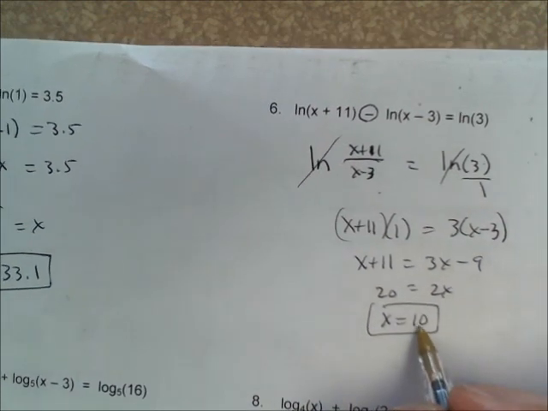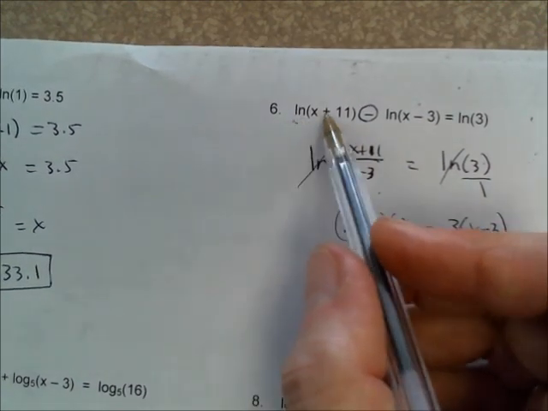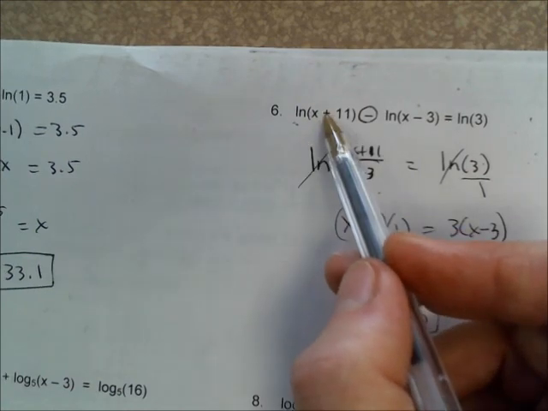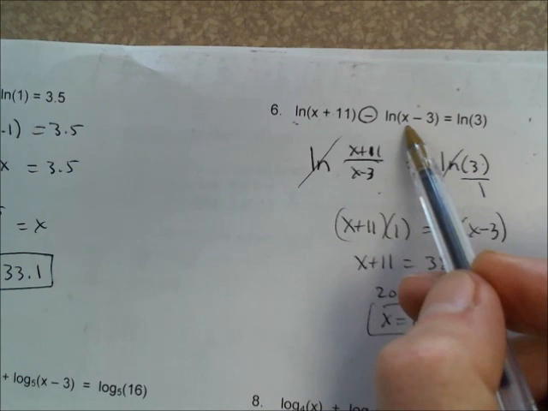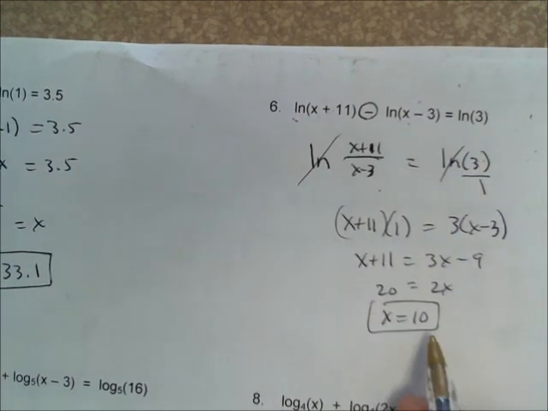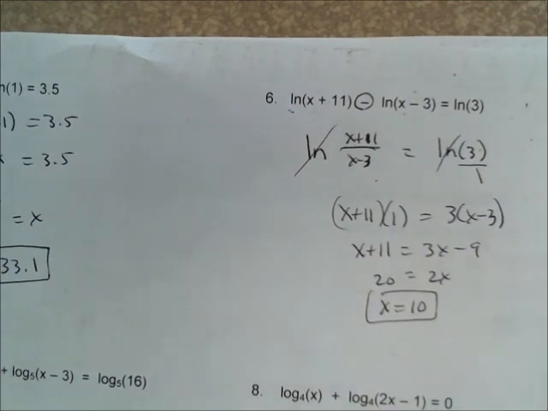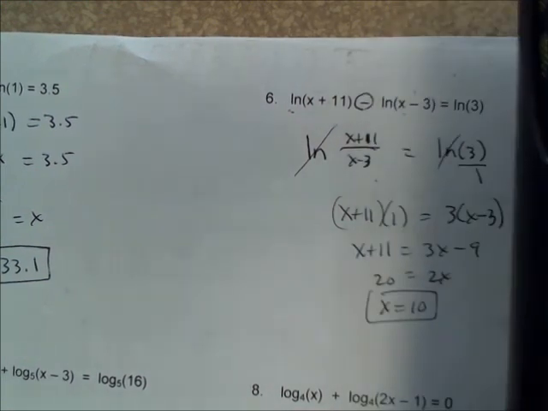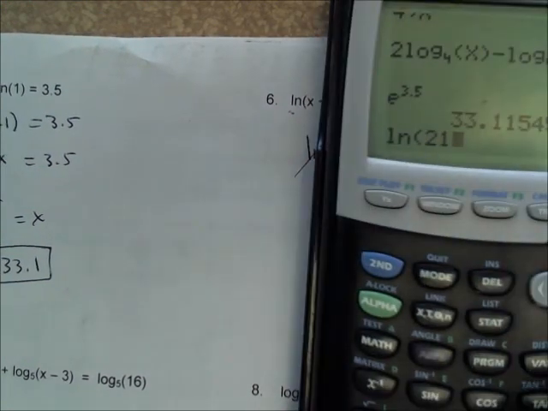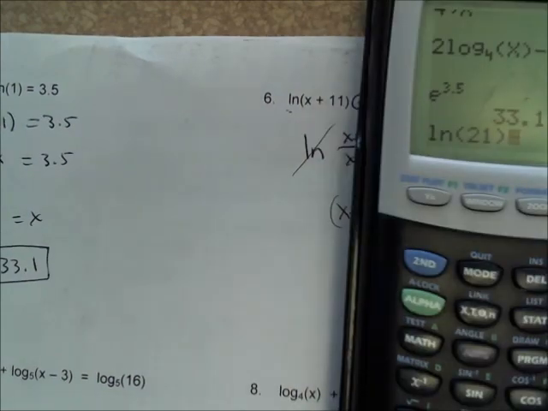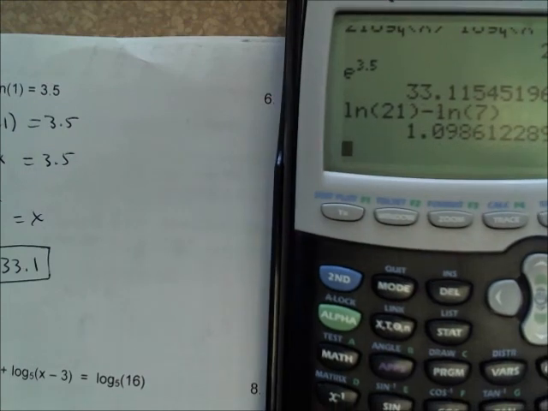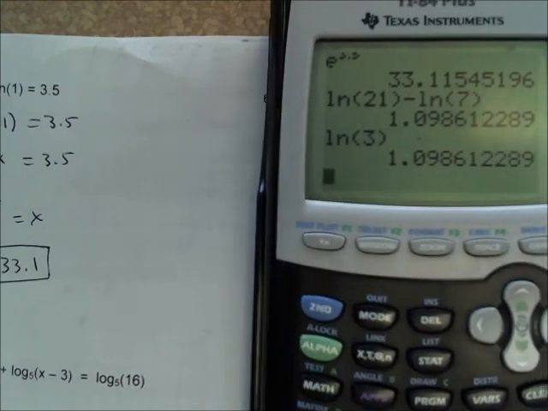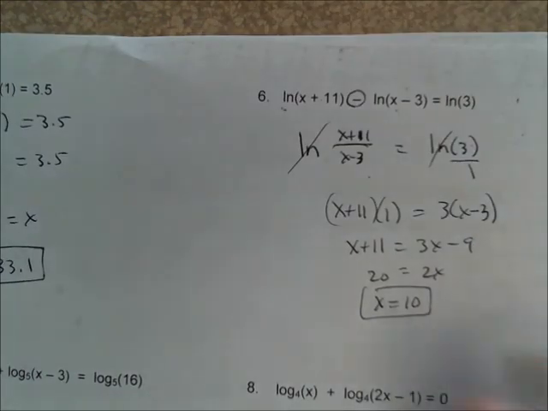Now when you plug x equals 10 back in, you get the natural log of 21, which is okay, minus the natural log of 7, which is okay, should be equal to the natural log of 3. And this will check if you wanted to check it. Let's quickly check it, because it'll be fast. The natural log of 21 minus the natural log of 7. Let's see if that's equal to the natural log of 3. And it is. They're exactly the same. So that one checks.